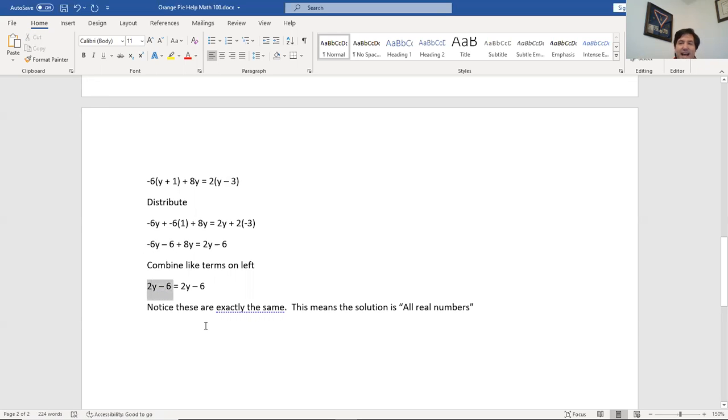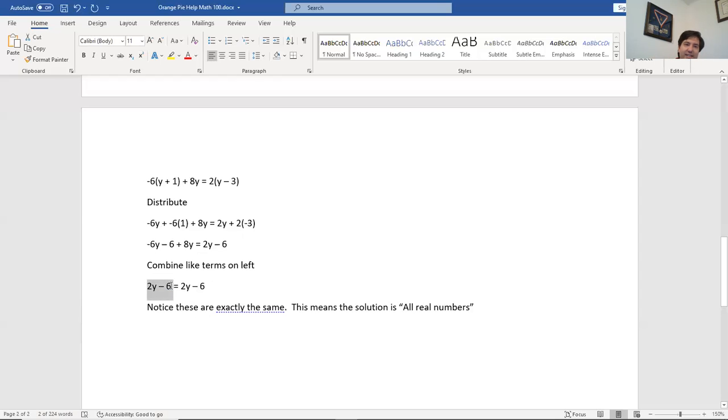Something kind of funny happened, because if you're doing a normal equation, you go on your merry way and bring the y's together on the same side. You'd add or subtract them, and you'd find a value for y. But here something kind of funky happened. This is one of two possible funky things that can happen when you're solving an equation.